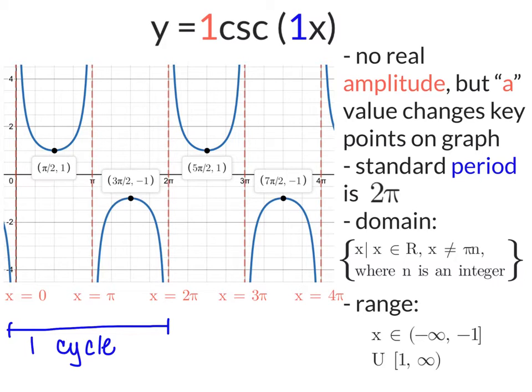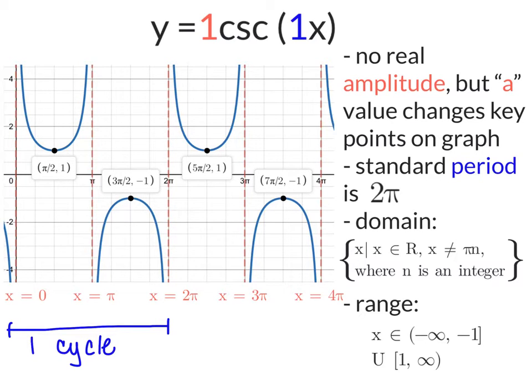Just like sine and cosine, the standard period for cosecant is 2 pi. And the domain is all real numbers except for wherever there's an asymptote. Remember, the asymptotes actually start at 0 and go every pi after that. As long as you don't change this number right here, that thing in blue, which will affect your frequency and your period. One cycle is a smiley face and a frowny face.